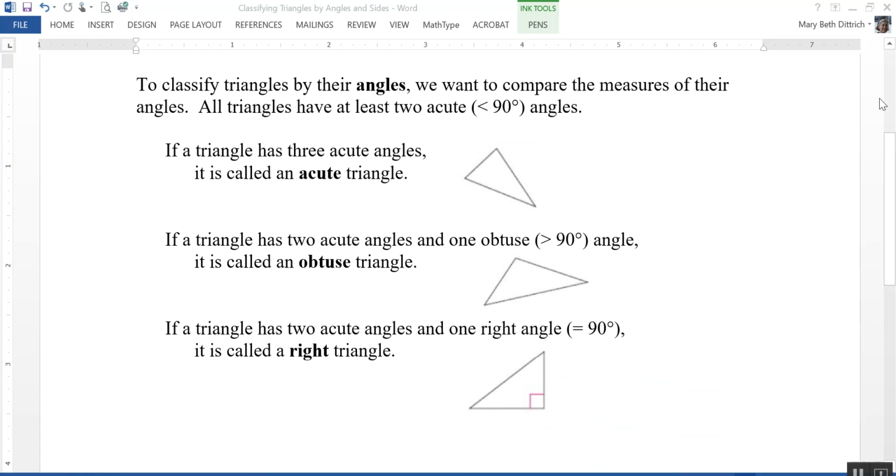If a triangle has three acute angles, it's called an acute triangle. If a triangle has two acute angles and one obtuse angle, that is, one angle that's greater than 90 degrees, it's called an obtuse triangle. And if a triangle has two acute angles and one right angle, that is, one angle measures 90 degrees, then it is called a right triangle.